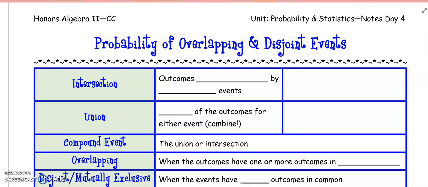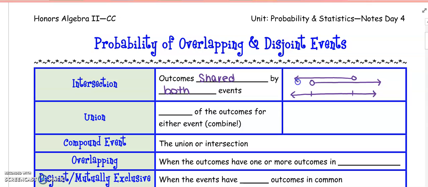First of all, I want to do a quick review of what it means to be an intersection versus a union. When we're talking about an intersection, those are the outcomes that are shared by both of the events. When we took a look at graphing inequalities, and let's say I plotted an inequality that went this way and an inequality that went that way, the intersection of the two was what they had in common.